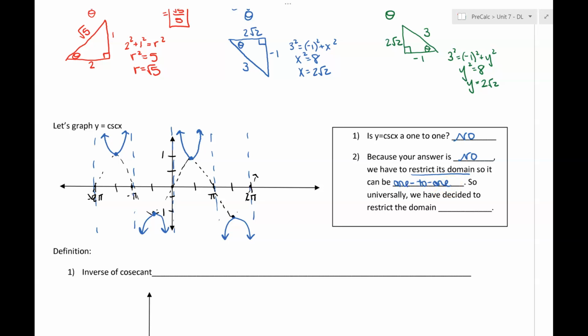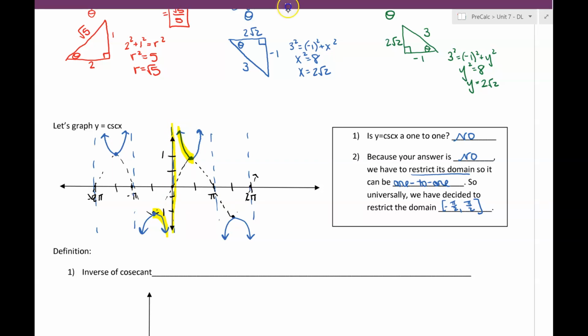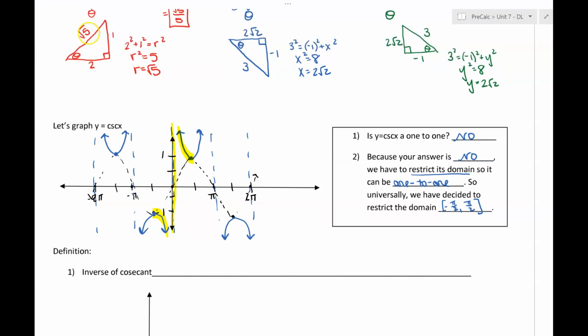So we're going to restrict the domain of cosecant to be exactly the same as its reciprocal. We're going to restrict it to be from negative pi over 2 to pi over 2 inclusive. What does that look like? Well, we're going to go from negative pi over 2 and include the asymptote to pi over 2. Those are the only pieces that we'll be graphing.